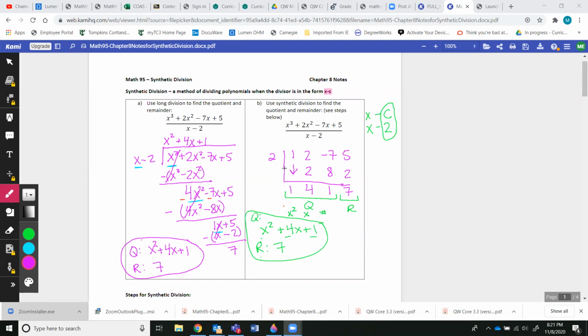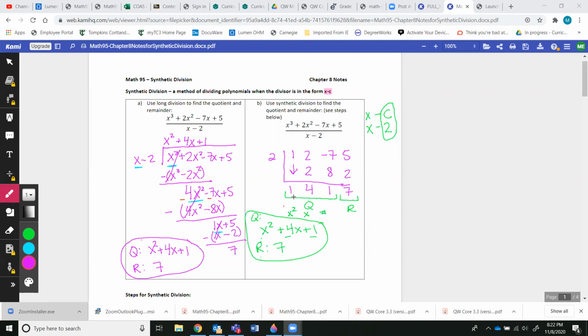So when we're doing synthetic division, we start out by putting just the coefficients from our dividend here, and we put our C from our divisor right here. C meaning we can only use synthetic division if our divisor is in the form x minus C. So if I think about x minus 2 and match it up with x minus C, we can see that C is 2 in this case. So I start out by bringing down my leading coefficient, just bring it straight down to the bottom here.